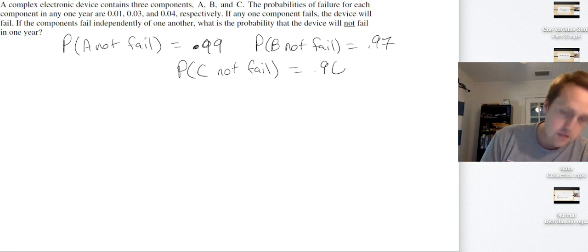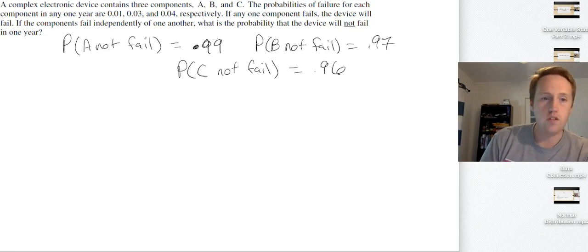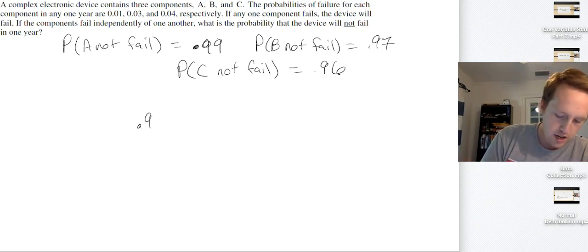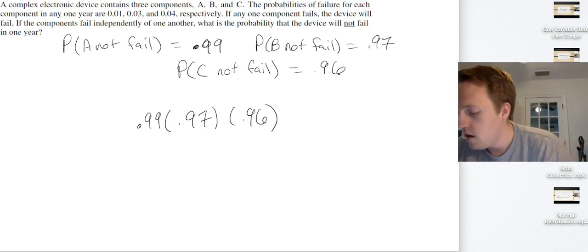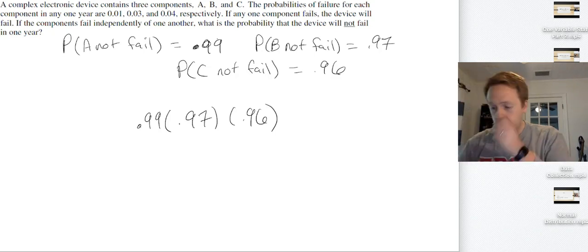Since I want this to not fail, and they're independent, I should just be able to multiply. Remember, independent events, to get AND, you just multiply. So it should just be 0.99 times 0.97 times 0.96. And that's 0.92.